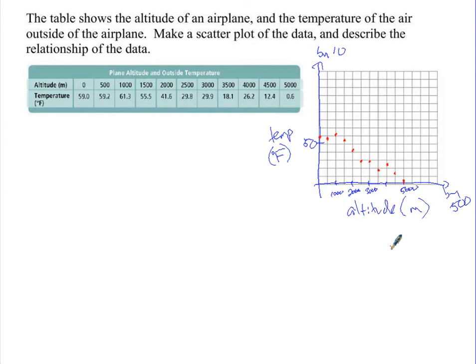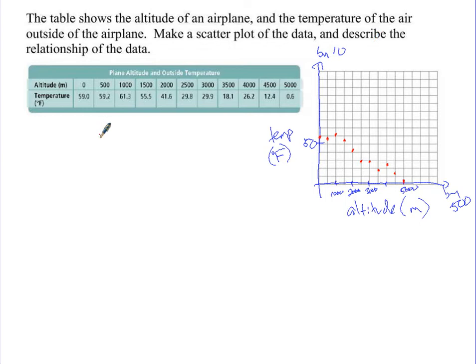So now overall, we saw that the temperature went up and down kind of as we were going along. But overall, does it seem like the temperature is falling the higher up you go? Yes. Okay. So it says make a scatter plot of the data. Does it say draw a line in there? No. So we don't. This is all we had to do here. But then it says describe the relationship of the data. So there's two things we're going to say here, because it doesn't specifically say what type of correlation or in words what is the relationship.